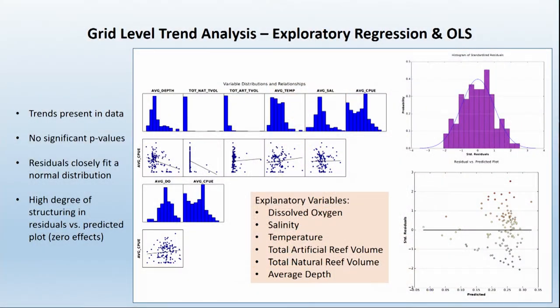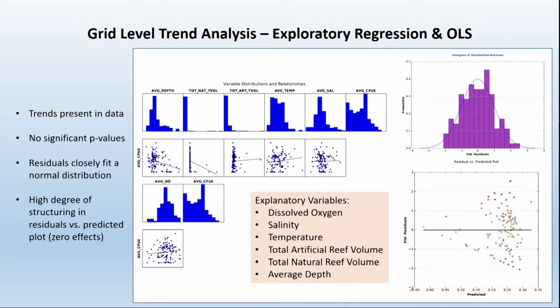Data trends were examined using a combination of exploratory regression analysis and ordinary least squares regression analysis tools in ArcGIS. Exploratory regression was useful in paring down the explanatory variables to the ones listed here, which are dissolved oxygen, salinity, temperature, and then in addition to that, for the habitat side, I used total artificial reef volume per grid, total natural reef volume per grid, and average depth.